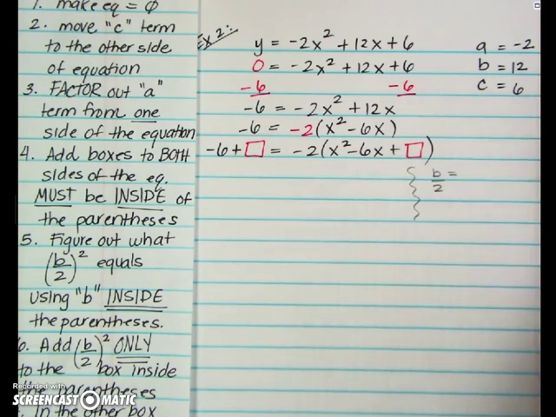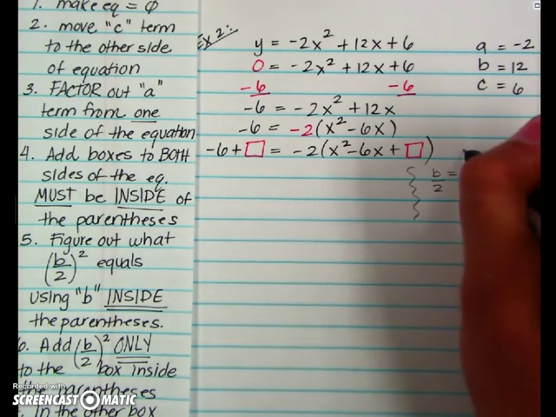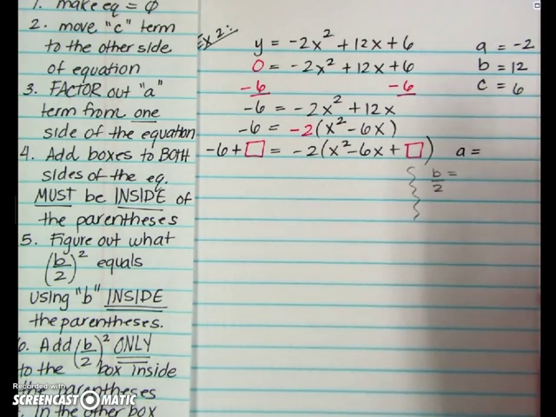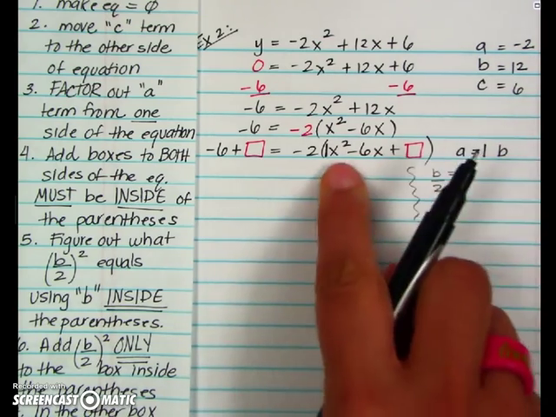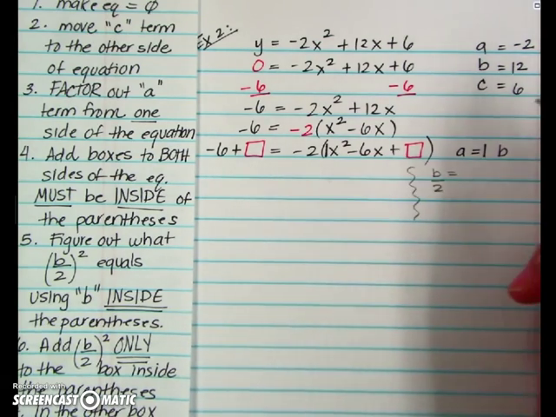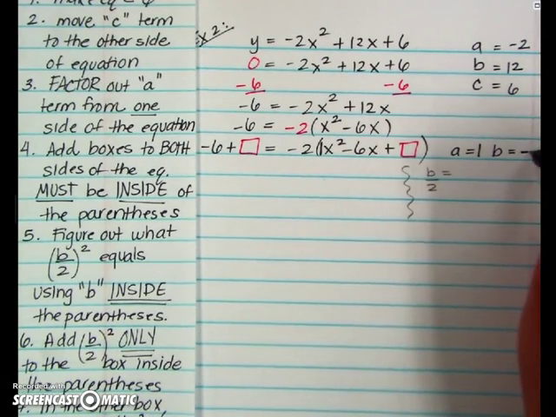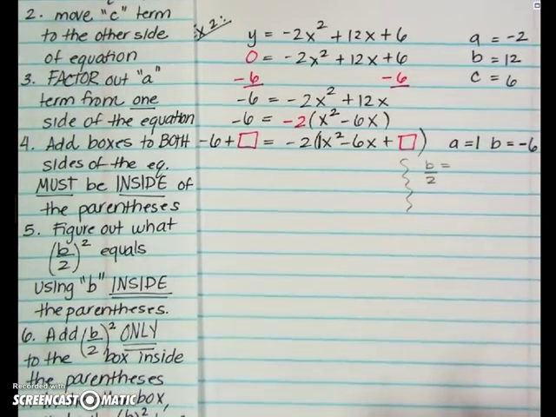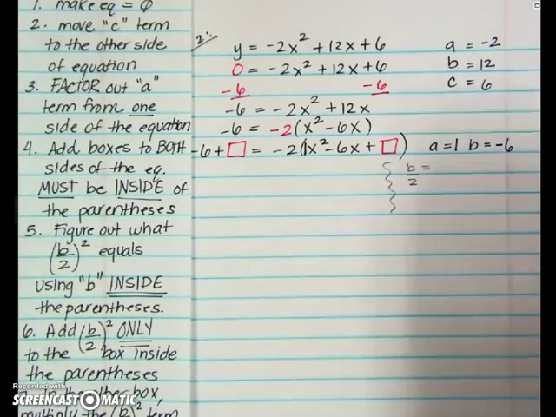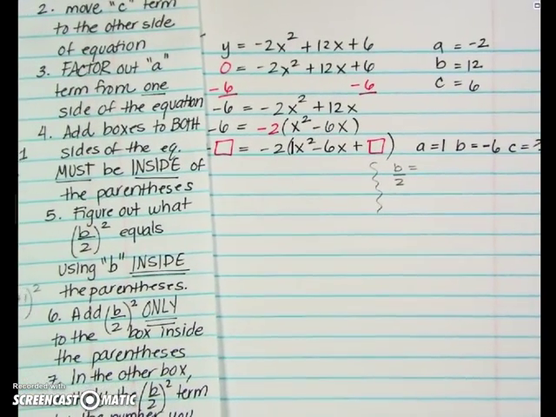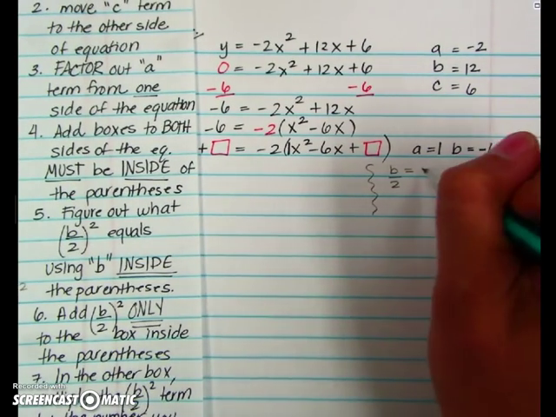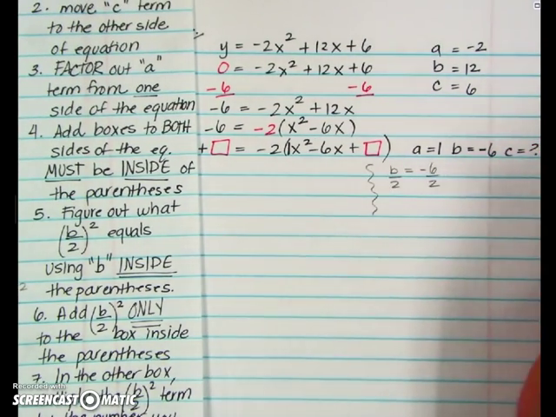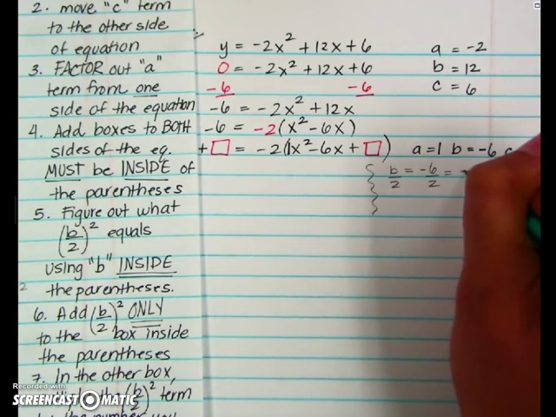So now I have a new a, a new b, and a new c. So what's the value of a? It's 1. Because remember, we're only looking at what's inside the parentheses. B is equal to -6. And C, well, we don't know what C is yet. We're trying to figure that out. Okay, so what's the value of B? -6.